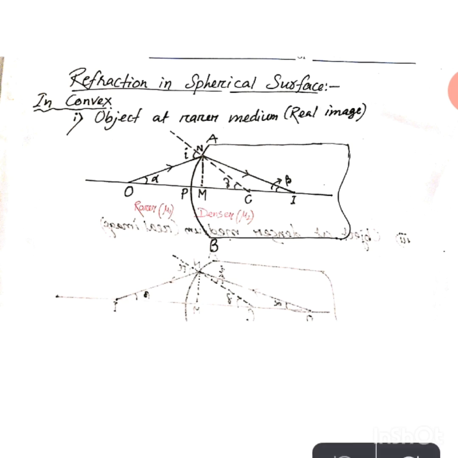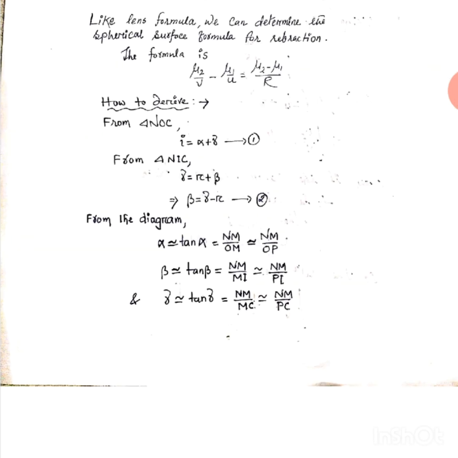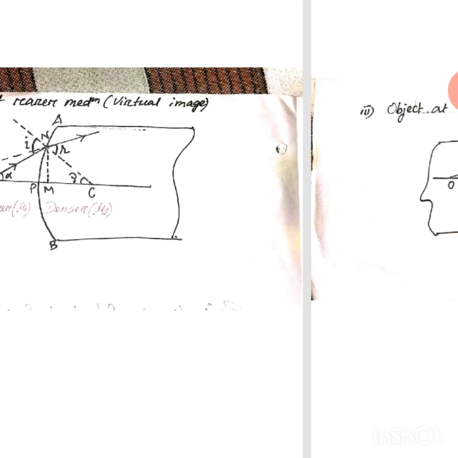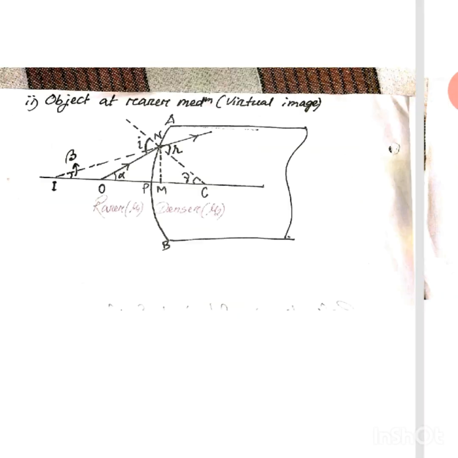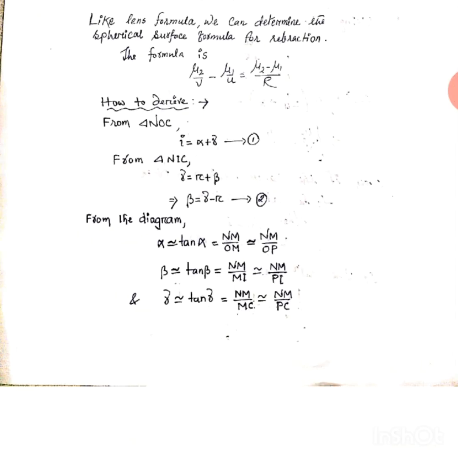Now you have to understand how images are formed. Before that you have to understand where we can place the object. We can place the object outside the glass, that is in the rarer medium, or inside the glass, that is in the denser medium. Here in this case, this is the object, and the object is in the denser medium. So we have to understand all, part by part.